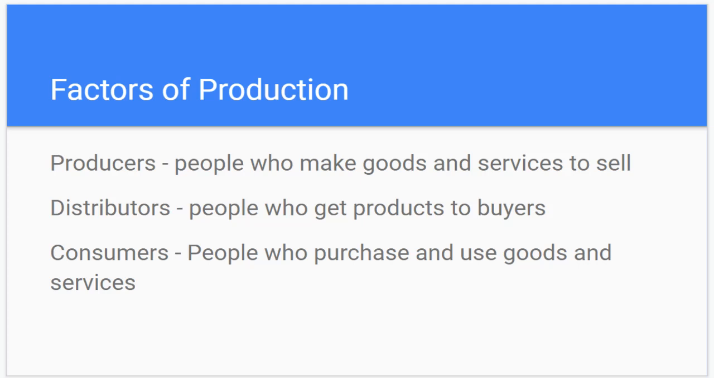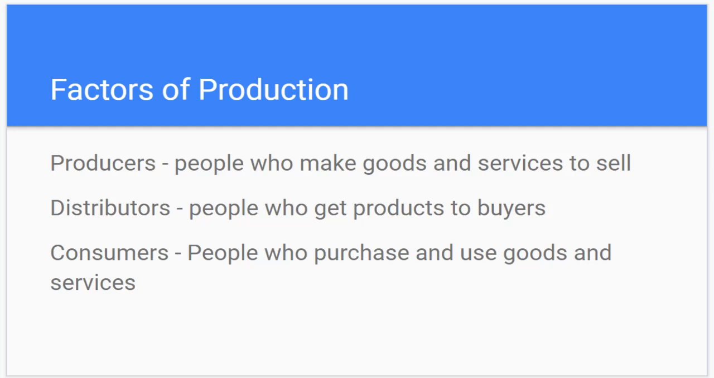So when we're looking at economics, the things that we look at in the government regulation aspects are, what are the factors of production? And the factors of production are going to be producers, who are people who make goods and services to sell. So that would be people who are making a product, like a direct product. So Heinz makes ketchup, Heinz pickles. Those products are made by one manufacturer, and they produce them.